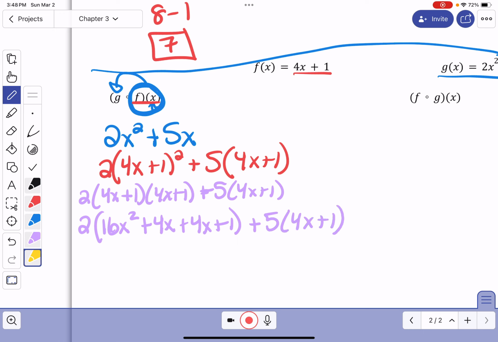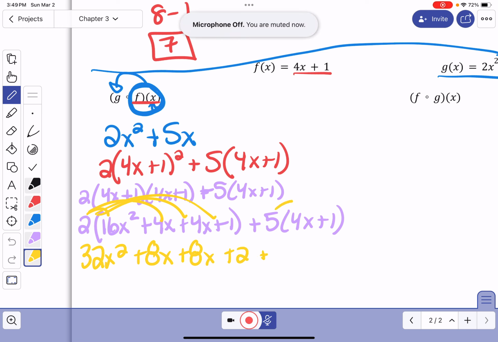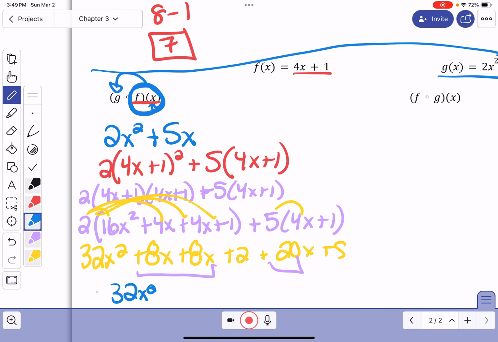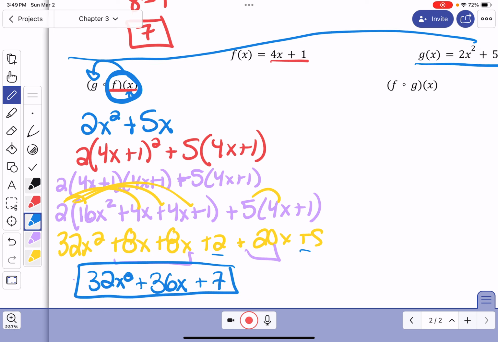Then I'm going to distribute. So 32x squared, 8x, 8x, 2, 20x, and 5. Now I combine like terms. So we have 32x squared, and then 8 plus 8 is 16, plus 20 is 36, and 2 plus 5 is 7. So if you're not given a number, you're still going to end up with your equation there.